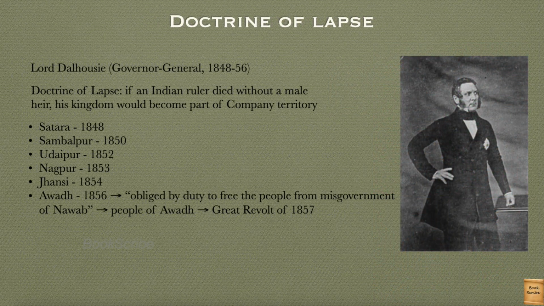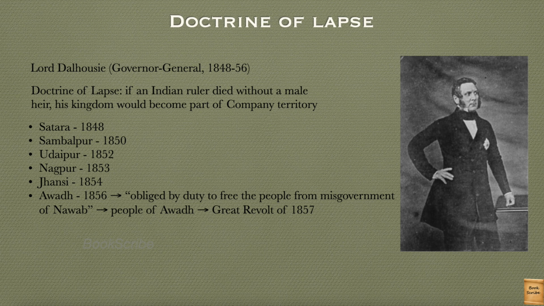The final stage of the annexation policy of the British occurred during the Governor-Generalship of Lord Dalhousie, who was the Governor-General from 1848 to 1856. He gave the policy Doctrine of Lapse. Under this policy, if an Indian ruler dies without a male heir, that is a son, then immediately his kingdom would go to the British East India Company. That is, it would lapse. Lapse here means transferred from one to the other, and the other is the East India Company.